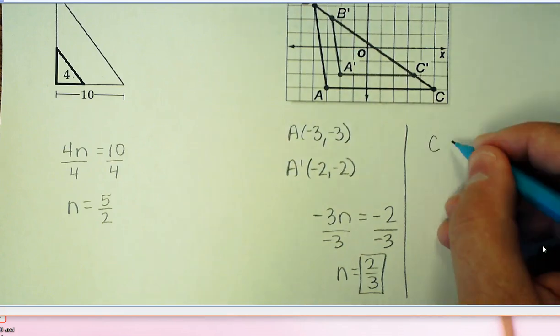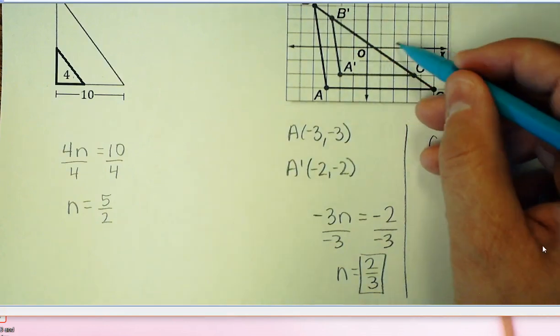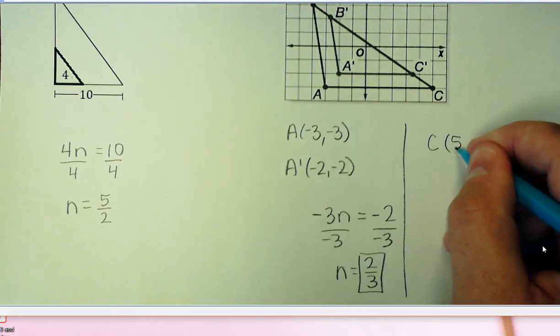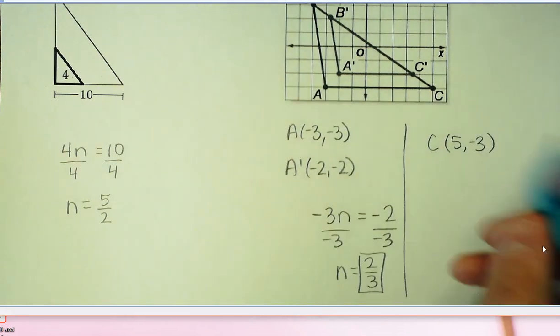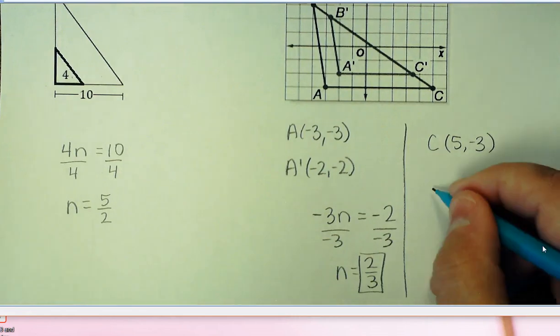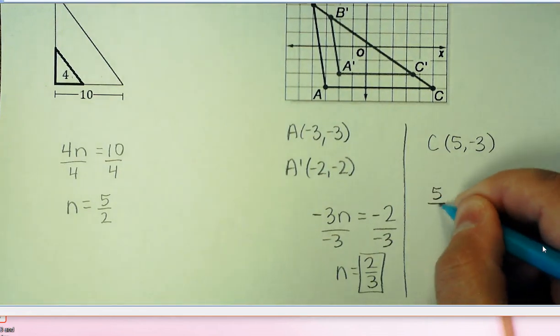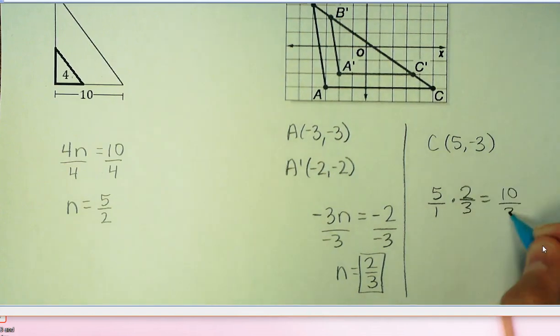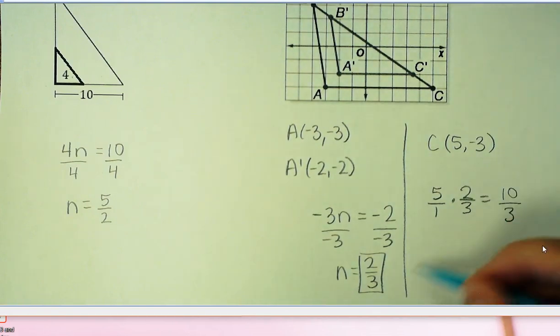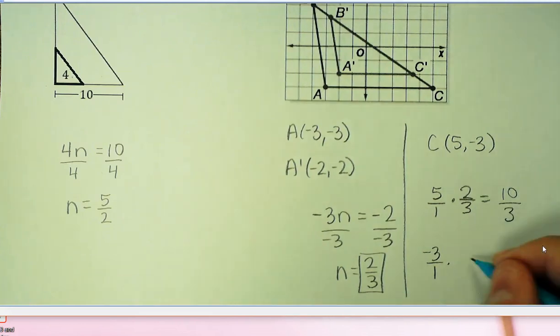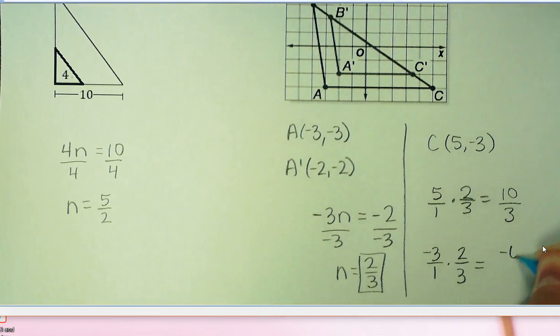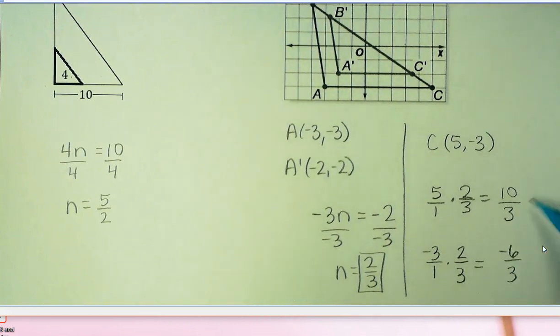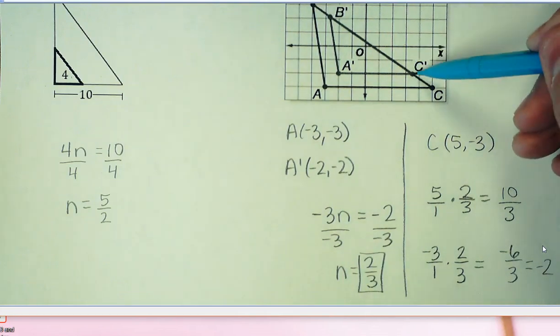So if I look at the C here, this is 1, 2, 3, 4, 5, and then I'm going down 3. So if this is my scale factor, is 2/3. What I would do here to get the x-coordinate, it would be 5 times 2/3, straight across the top, straight across the bottom. You do not need a common denominator. And then if I do -3, I'm just turning it into a fraction by writing it over 1 times 2/3. This would be -6/3. Now, this is just -2. And if you look at my c value, it is right on the -2.